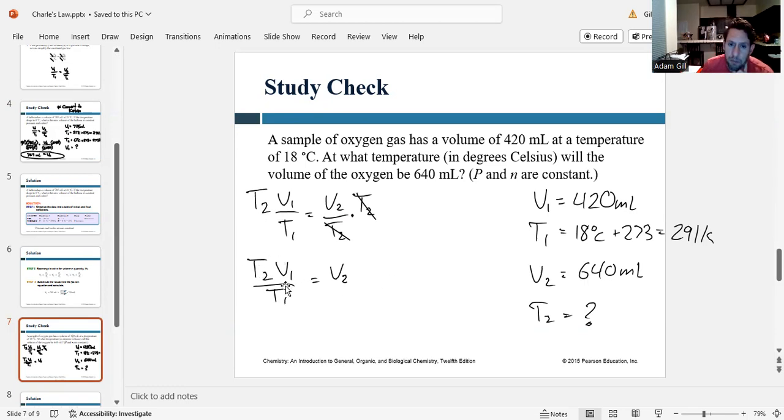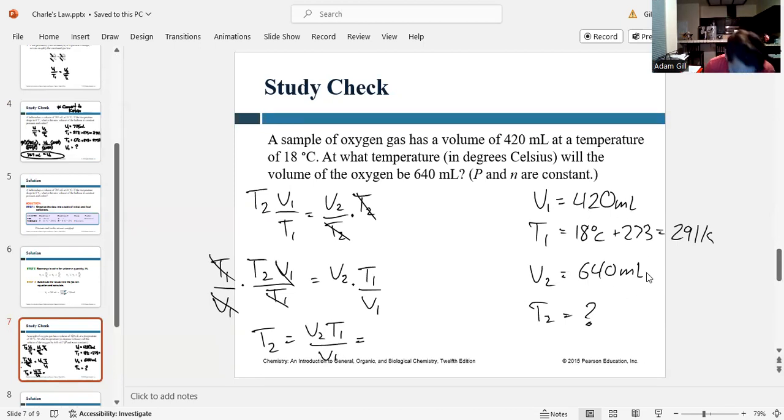So now we've got T2 to the top of the fraction, but we still need to get it by itself. So I'm going to multiply both sides by the reciprocal here. So times T1 over V1 to both sides. And the T1 and the V1 will cancel. And so we're left with T2 is equal to V2 T1 over V1.